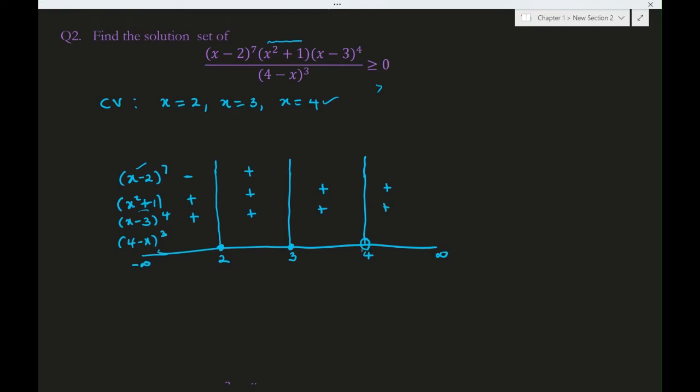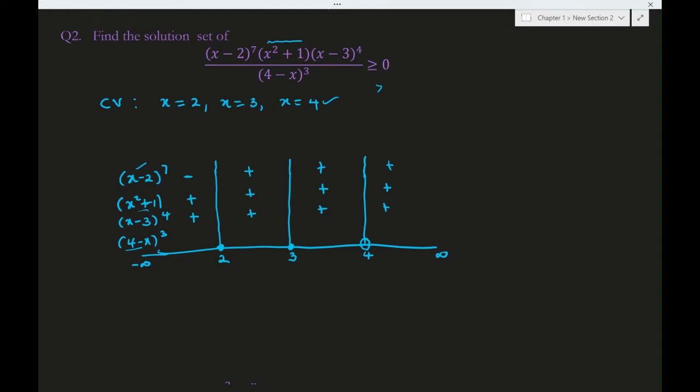Then between 3 and 4, we can take 3.5. 3.5 minus 2 is also positive, so the power 7 is still positive. Then in the interval between 4 and infinity, we take 5. 5 minus 2 is 3, and 3 to power 7 is positive. We are not interested in the value or the quantity. We're interested in the sign. So now let's come to the last factor here, which is 4 minus x.